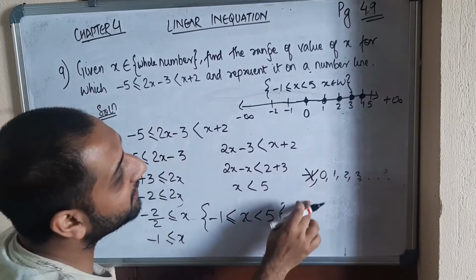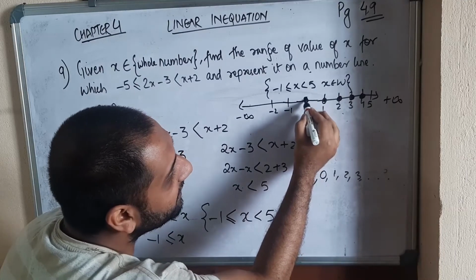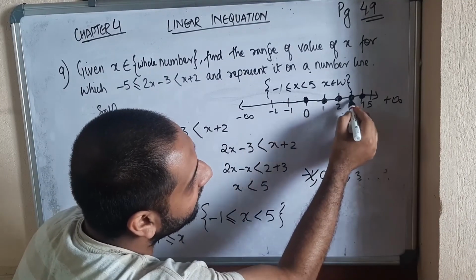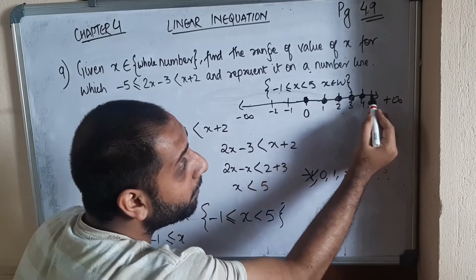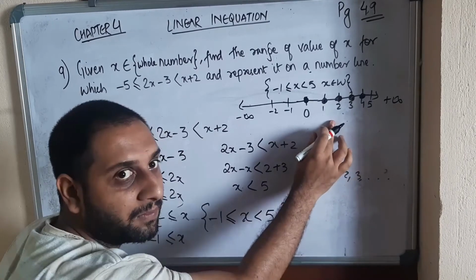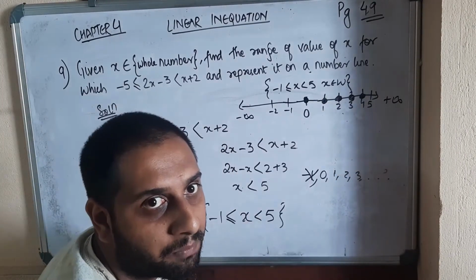While representing this in a number system, right, 0 is included. You just make a circle at 0, make a circle at 1, make a circle at 2, make a circle at 3, make a circle at 4. See, I've not made a circle at 5. Why? Because it doesn't say equal to 5. It is less than 5. But whole numbers are whole numbers. So this is how you do it for whole numbers.